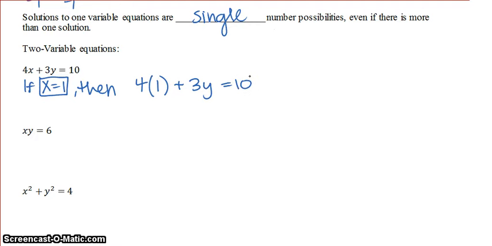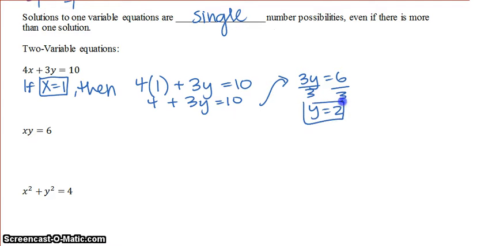So now I'm going to solve that. So that gives me 4 plus 3y equals 10. Subtract the 4, which will give me 3y equals 6. Divide by 3. So y equals 2. So if x equals 1, then y equals 2.